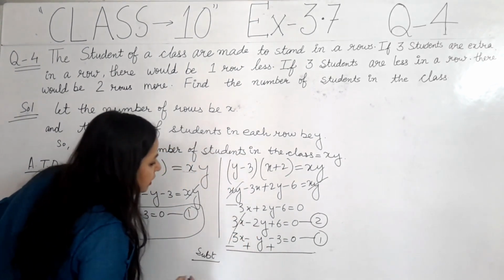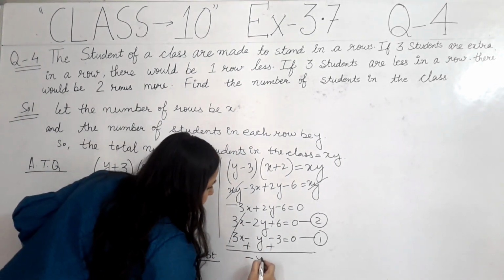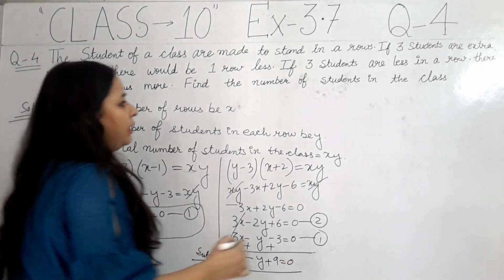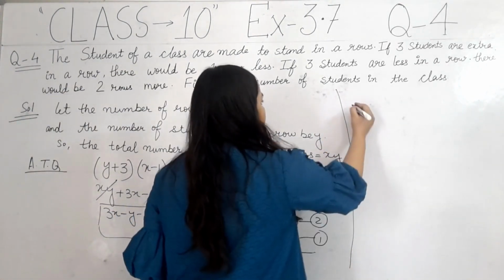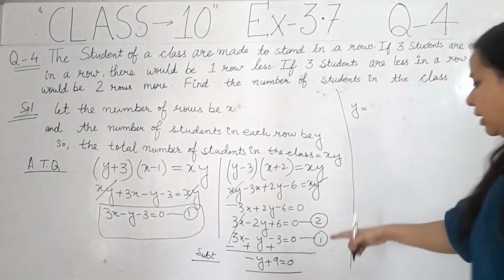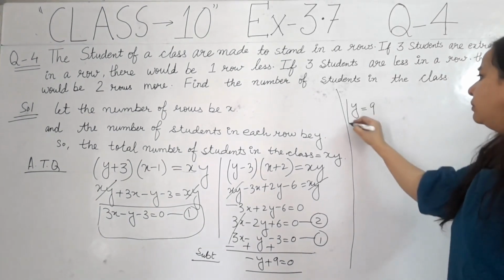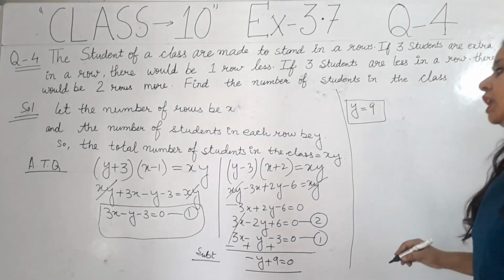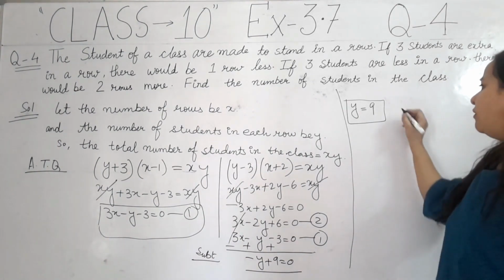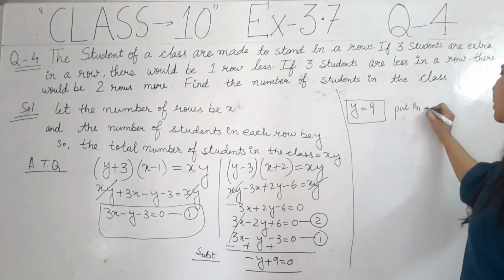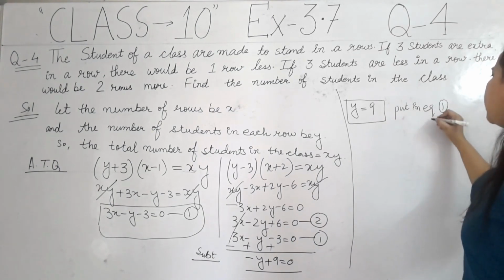Okay, so this will be reduced by this and we get minus y plus 9 is equal to 0, and the value of y will become y is equal to 9. Okay, so the value of y is 9. It means the number of students in each row is 9. Now we'll put this value in any equation, like put in equation 1.